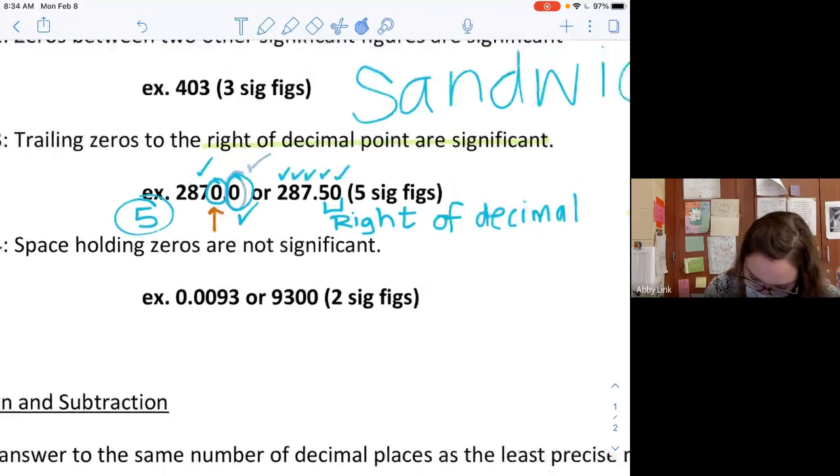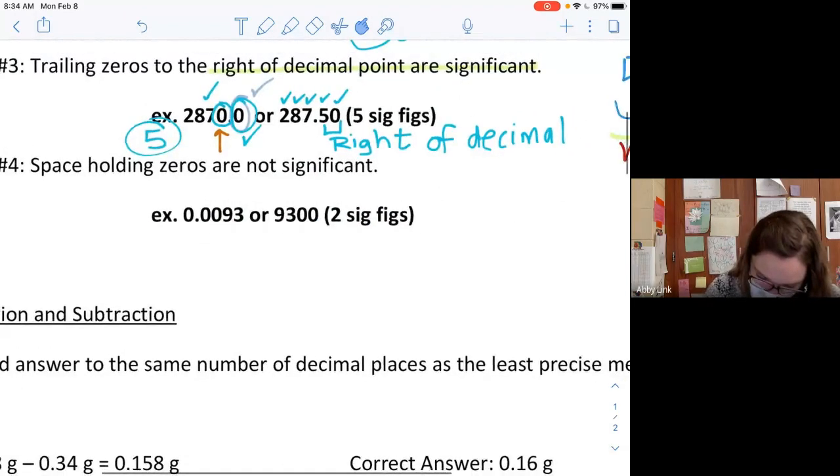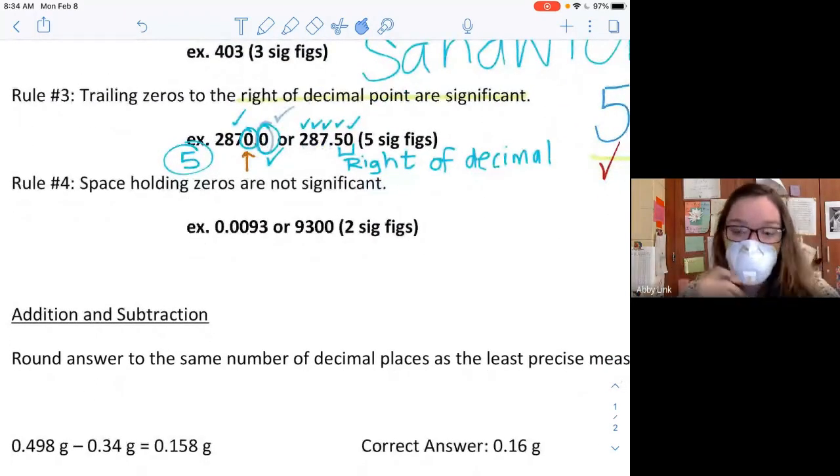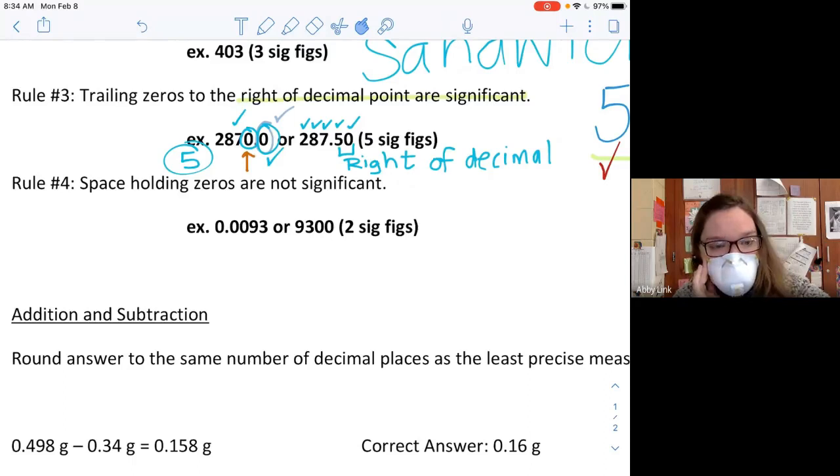Okay, so space holding zeros are not significant. Rule number 4. Space holding zeros are not significant. Now, a lot of my students struggle with this idea of, well, what are space holding zeros exactly, right? Space holding zeros, I like to think of them as the zeros that would go away if you were to write a number in scientific notation.